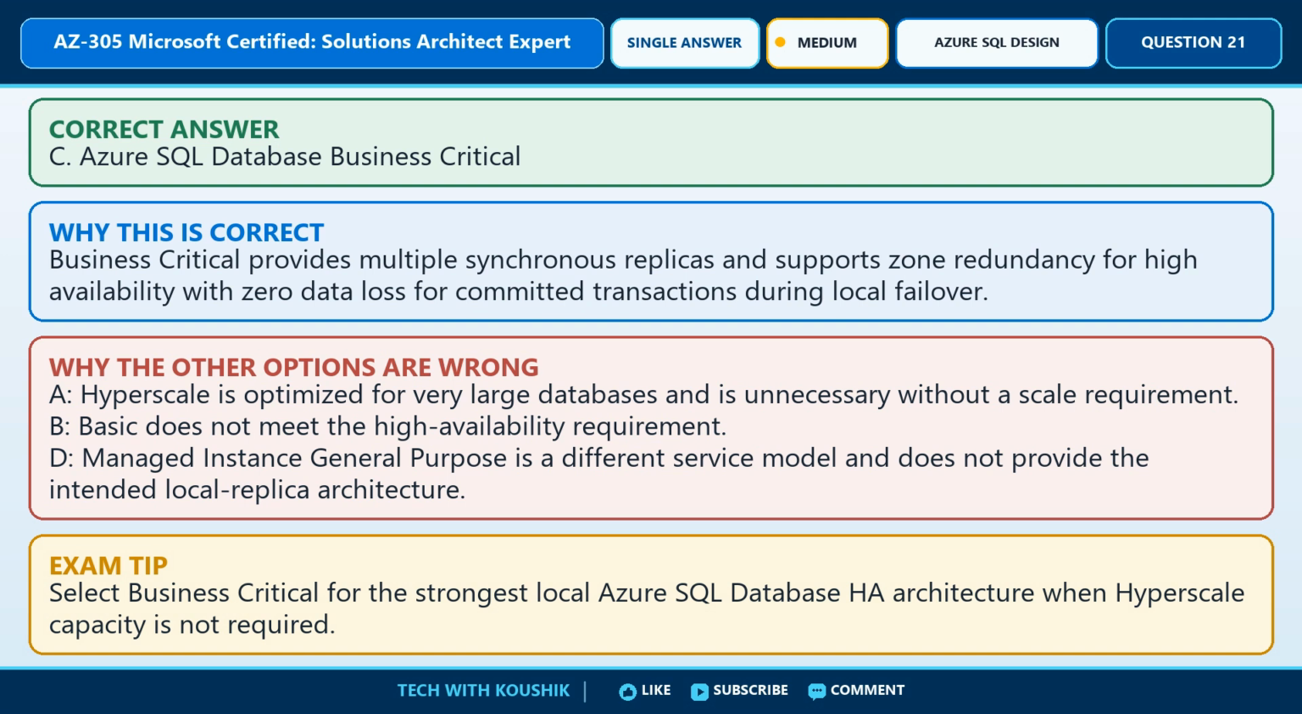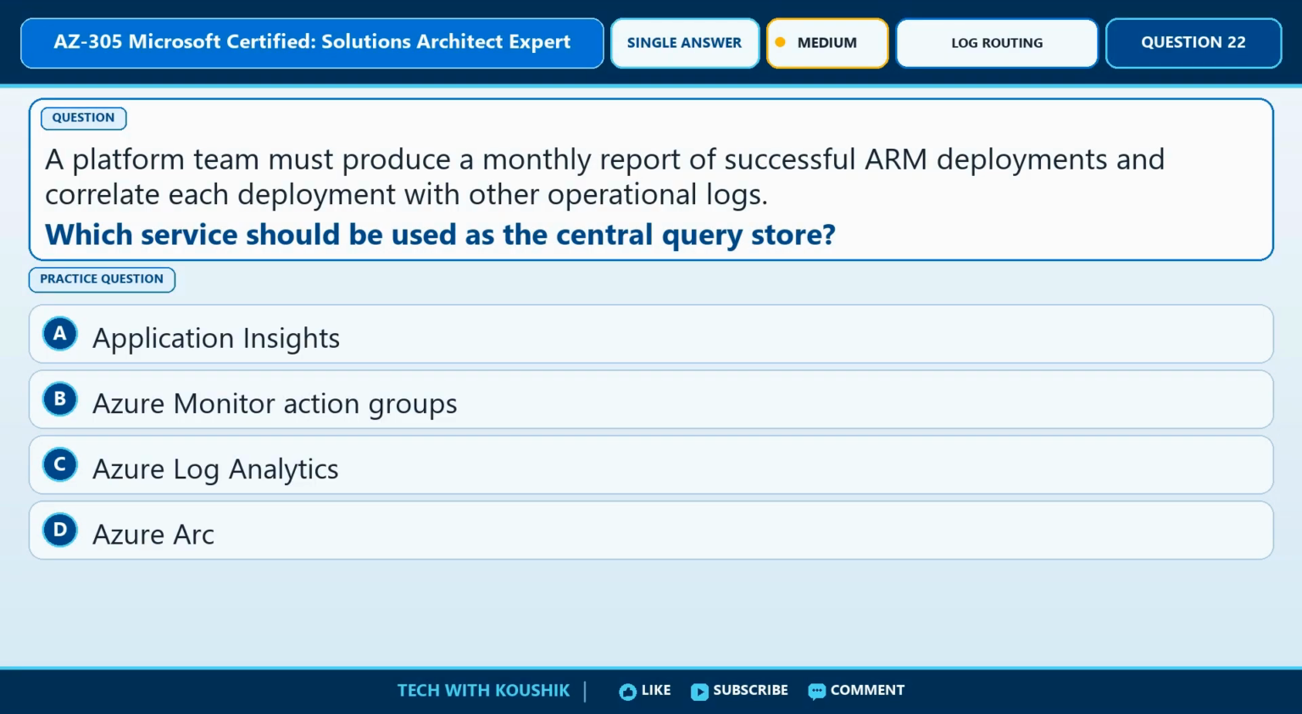B. Basic does not meet the high availability requirement. D. Managed Instance General Purpose is a different service model and does not provide the intended local replica architecture. Exam tip. Select Business Critical for the strongest local Azure SQL database high availability architecture when hyperscale capacity is not required. We will now analyze question number 22.